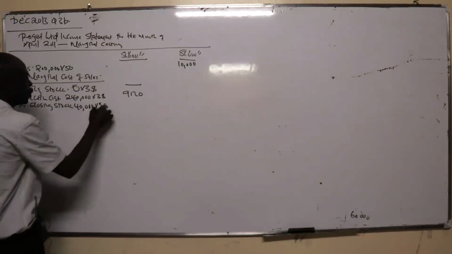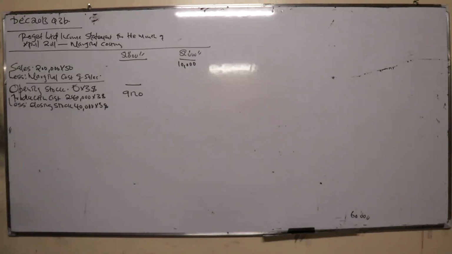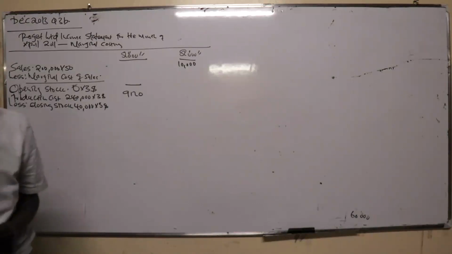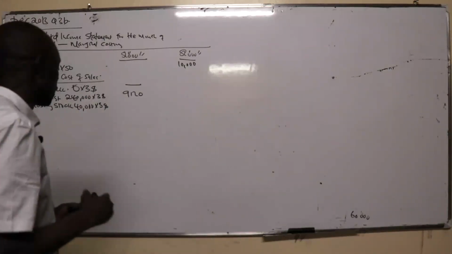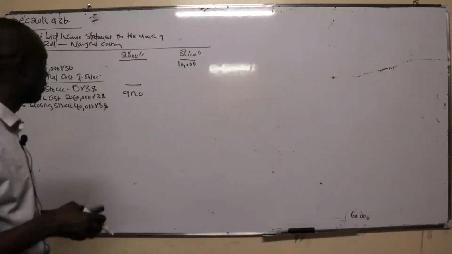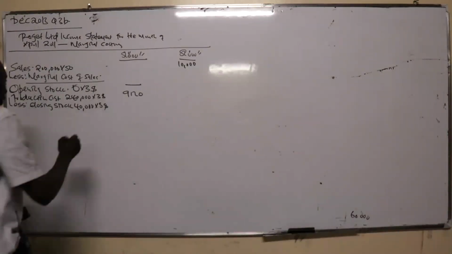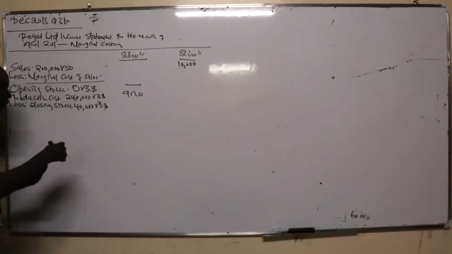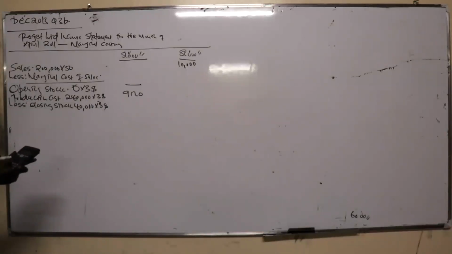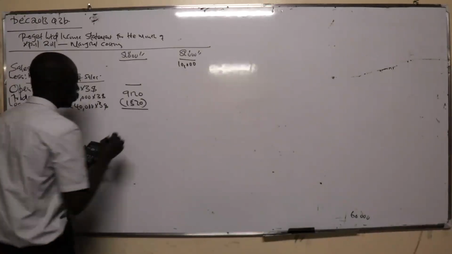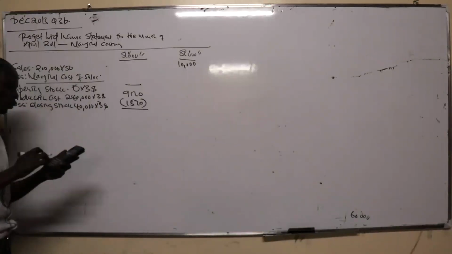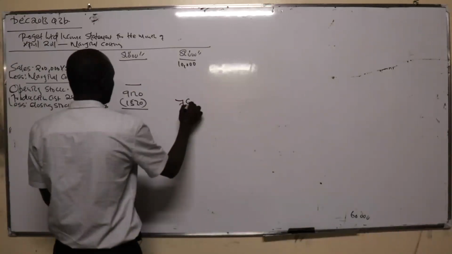You value it based on the variable manufacturing cost. Remember, variable manufacturing cost is composed of those elements that vary with production, which include labor and material and variable production overhead. So you value it, you multiply 40 times 38. This one will give you 1520. So you take 9120 minus 1520. So the cost of sales here, marginal cost of sales, will be 6,600.